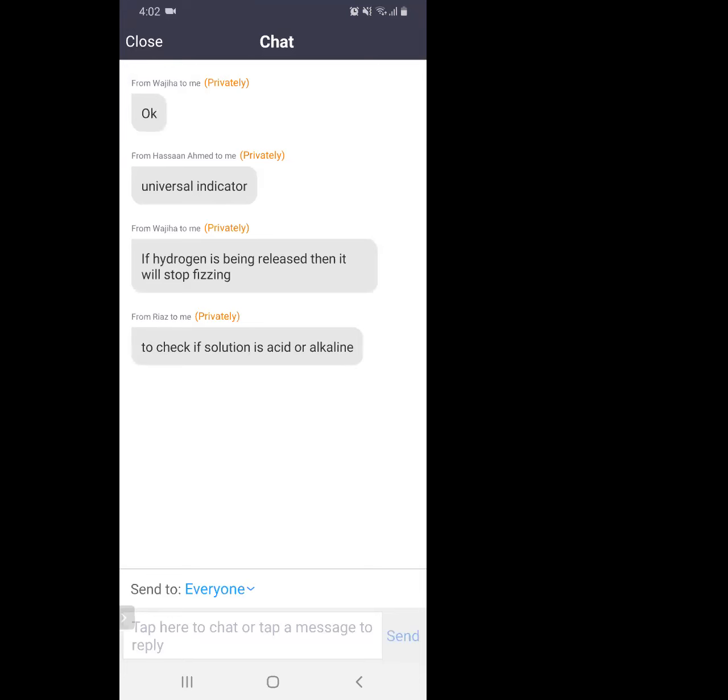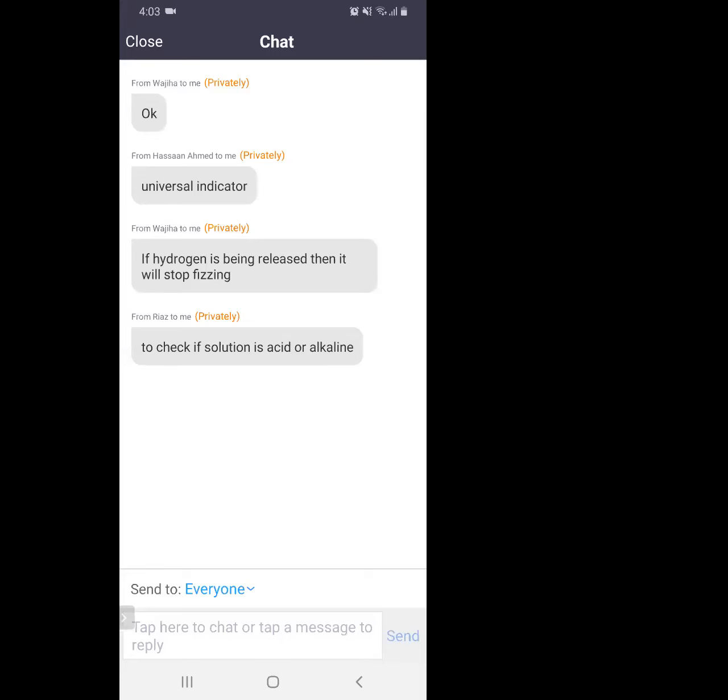Wajiha, good job. If there is any gaseous product, if there is any gas being produced, whether hydrogen or carbon dioxide, hydrogen in the case of acid reacting with metals, and carbon dioxide in case of acids reacting with carbonate, then we can follow the fizzing. When the fizzing stops, that means neutralization has completed. Okay, any other?